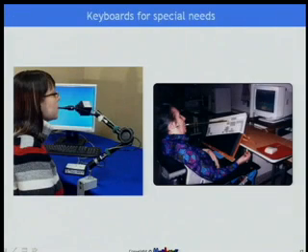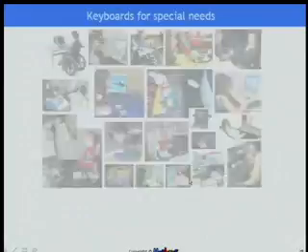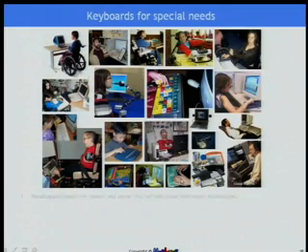So actually, this lady and this man are using the mouse to control the cursor here, and to push the keyboard using the stick on the mouse. Actually, these keyboards, this is our opinion about the situation.